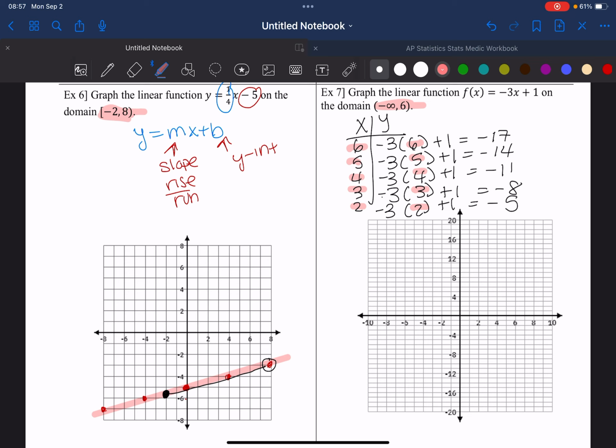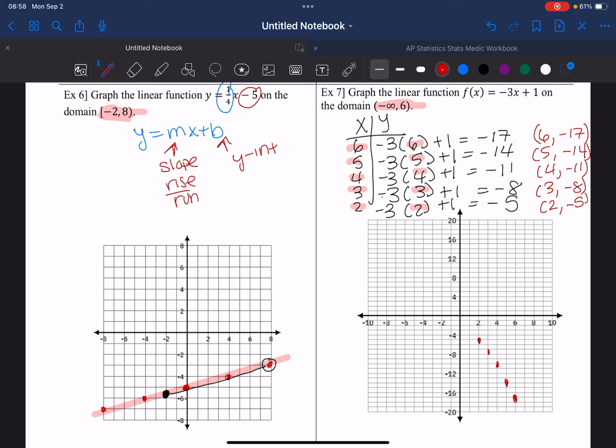And from there, I have points. Let me write this in a different color. I have the points (6, negative 17), (5, negative 14), (4, negative 11), (3, negative 8), and (2, negative 5). So I'm going to plot those points. I have 6, negative 17. I have 5, negative 14. I have 4, negative 11. I have 3, negative 8. And I have 2, negative 5.